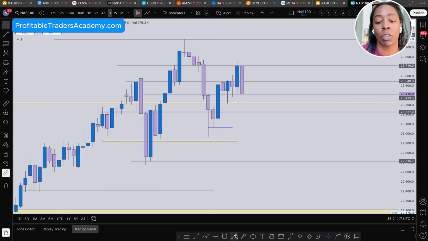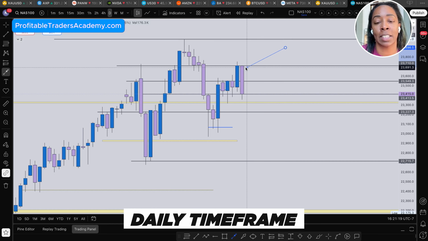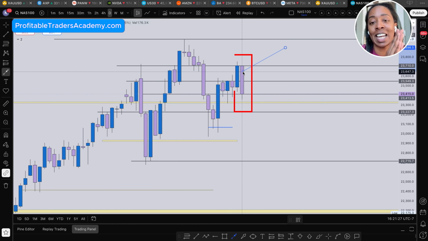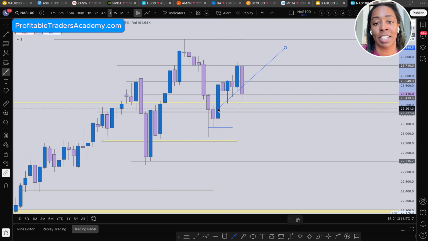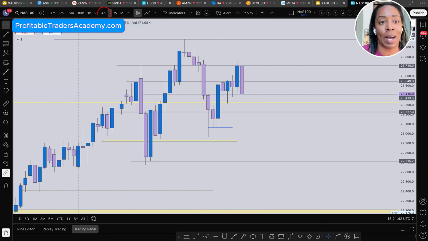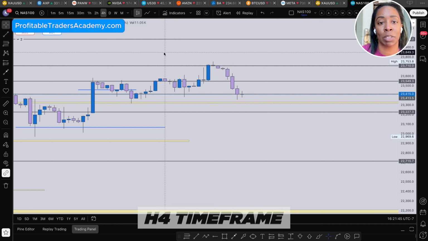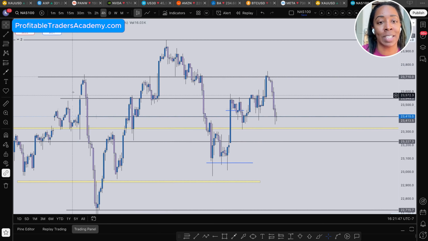But what we do want to focus on here on this daily time frame, this candle closed a really strong bearish engulfing candle. And then we did have price push up from last Friday. We already talked about that in last week's video, but we do see that it chopped around a bit before buying and then selling. So let's go to the H4 time frame so we can make some more sense of this. We can see that price is lining up quite nicely with our levels.